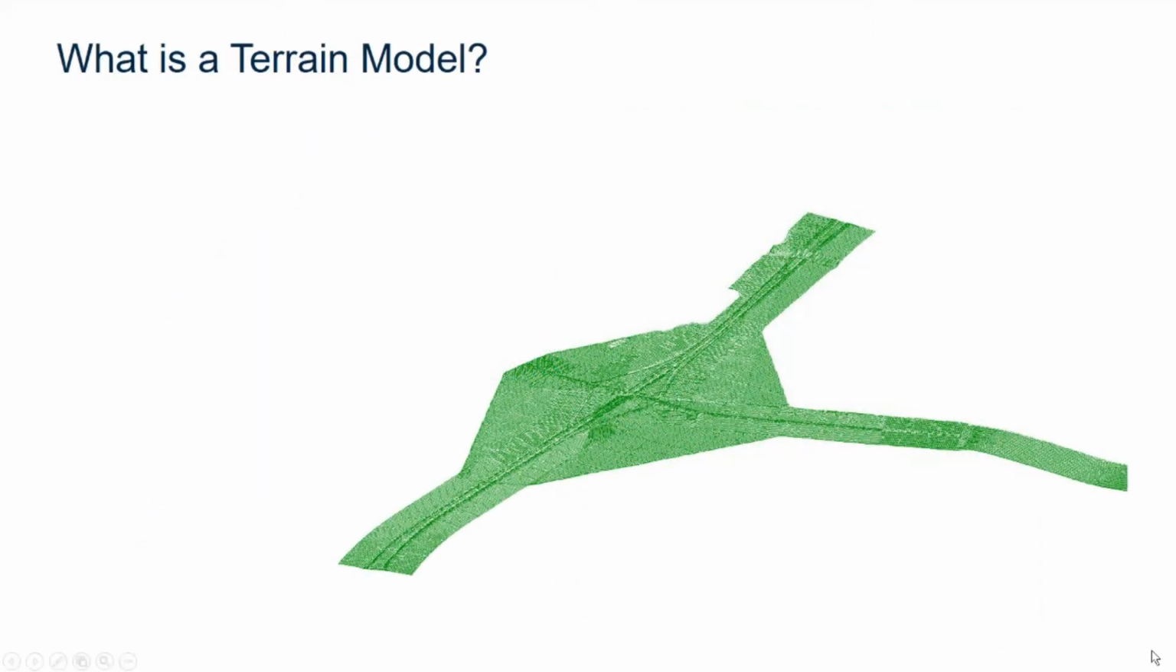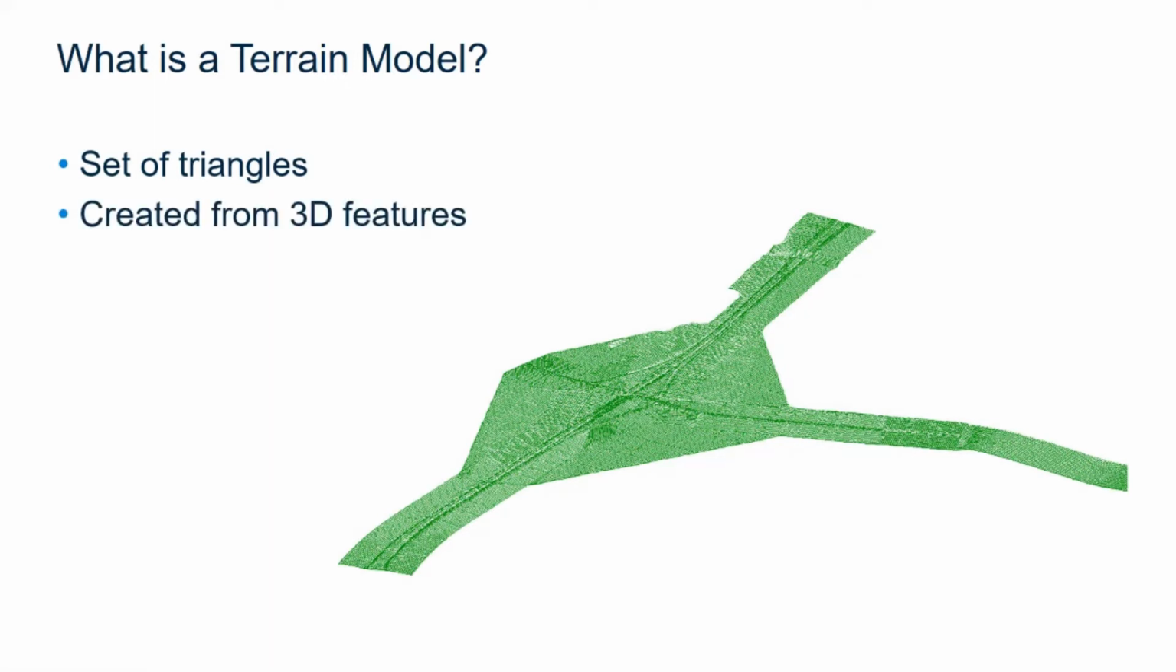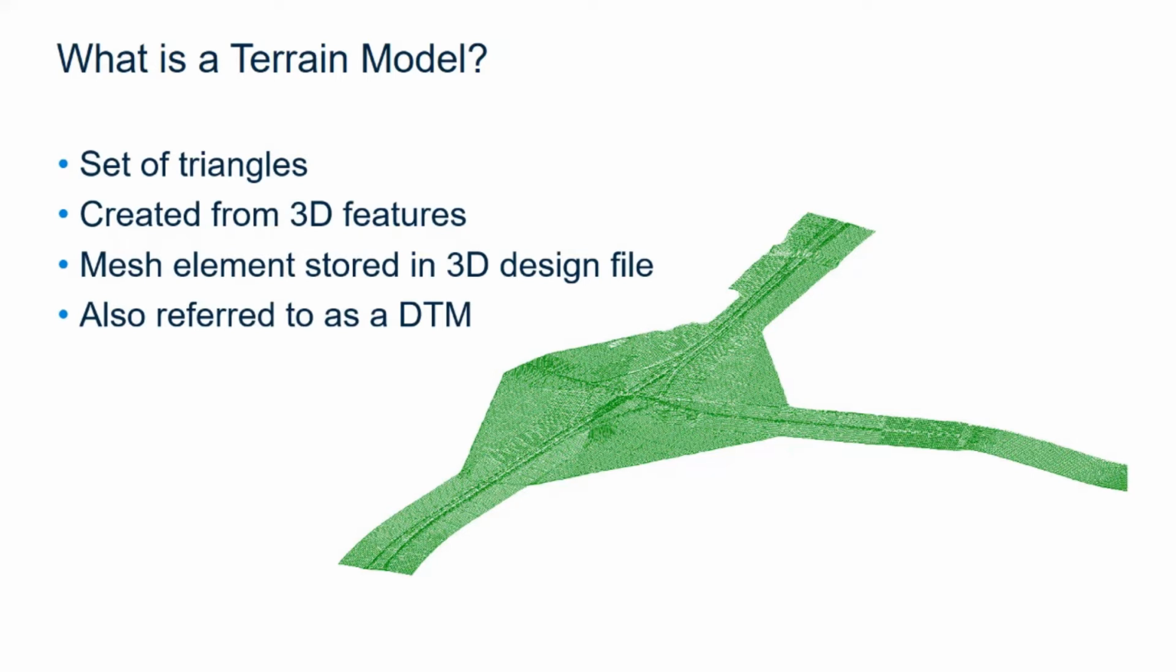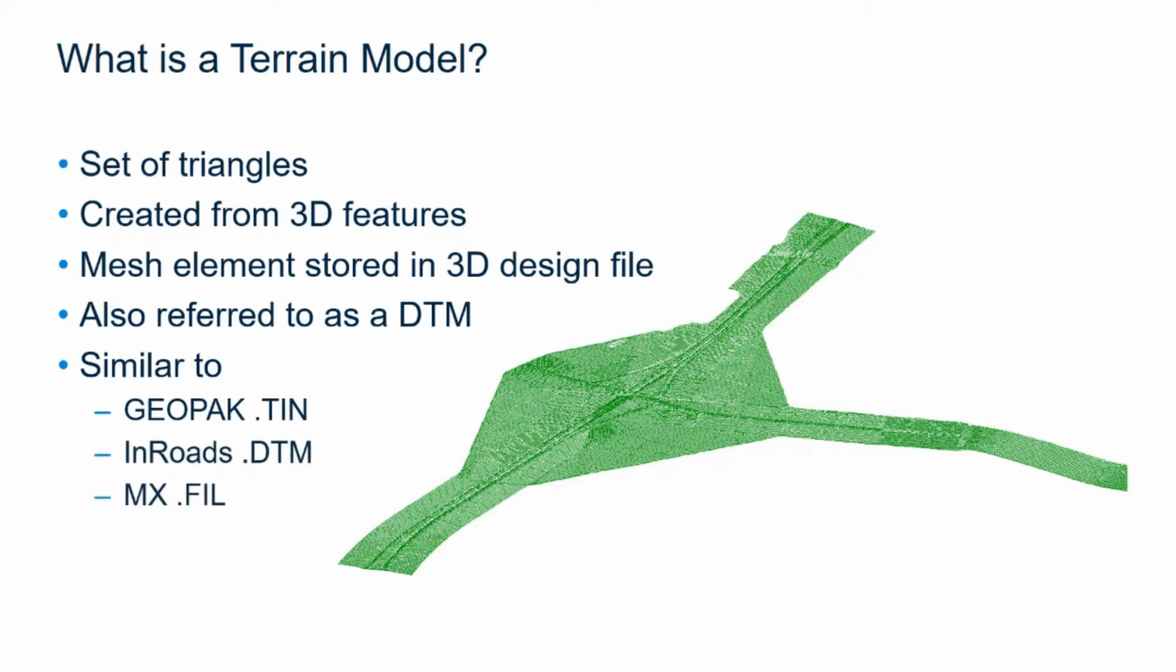A terrain model is a set of triangles that are mathematically computed from collected point data. The terrain model is created from 3D features such as points, break lines, and contours, and is stored as a mesh element in a 3D design file. Terrain models are also referred to as digital terrain models, or DTM. The terrain model is similar to what was previously stored in the GEOPAK, InRoads DTM, and MXFILE files.